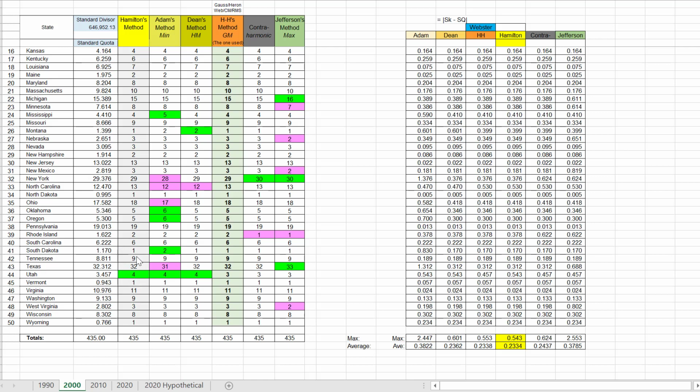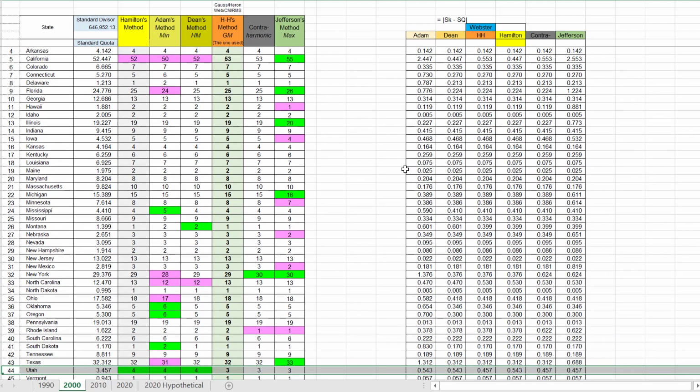So where are some differences? Hamilton would give this state 4. 3 might seem smaller, but again, you have to do it for the country as a whole. So you gained a little bit there. Let's look at Utah. The contraharmonic was smaller. Huntington Hill was smaller than what Hamilton was, but for the total sum, let's go elsewhere. They're different.